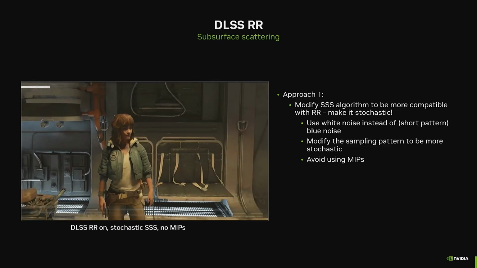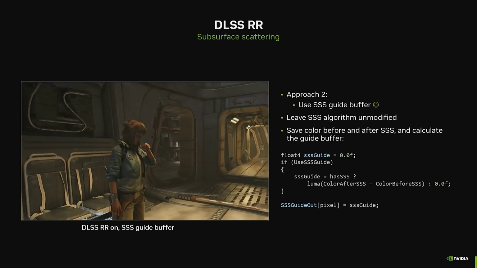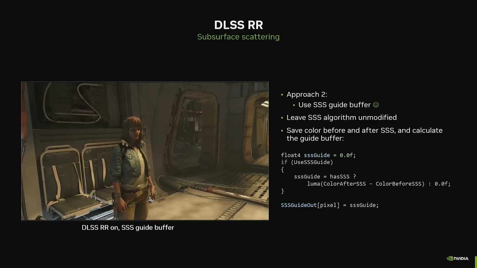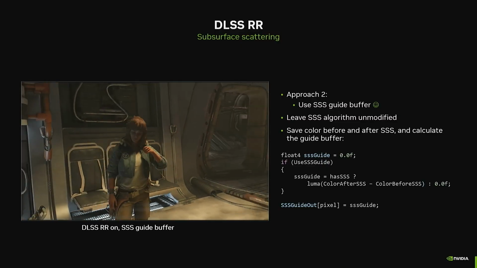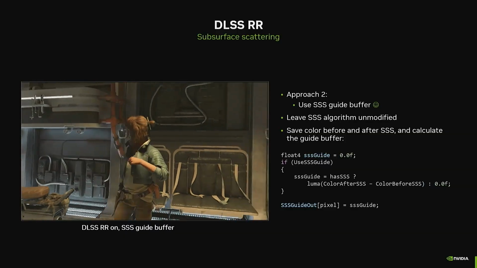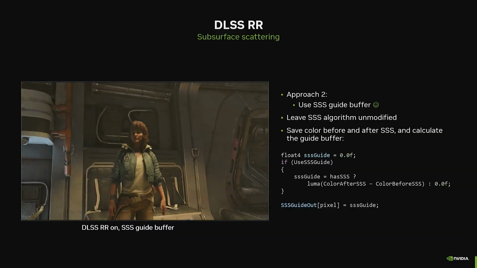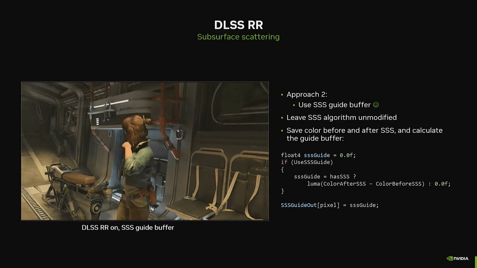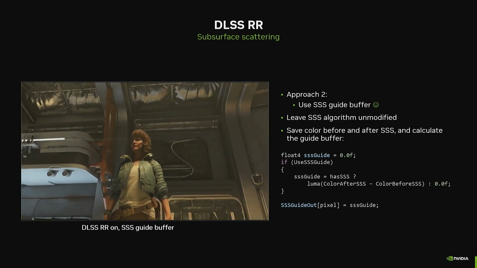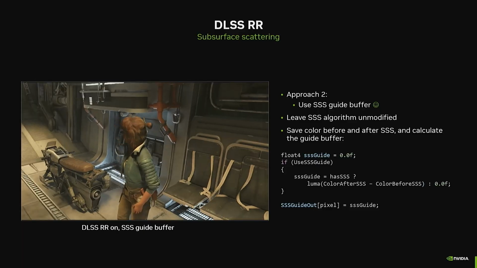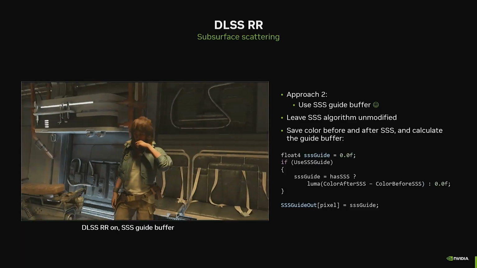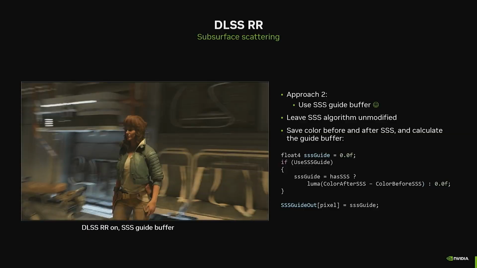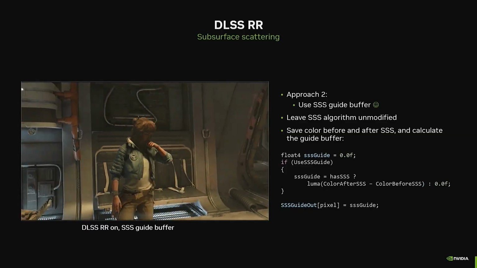So we can actually do something else as well. The approach 2 is to use a subsurface scattering guide buffer. This doesn't need any changes to the subsurface scattering algorithm. So you simply save the color before SSS and then after SSS, do the after minus before, take the luminance of that and feed that as a subsurface guide to the RR. And this is what you get. Again, noise-free subsurface scattering.